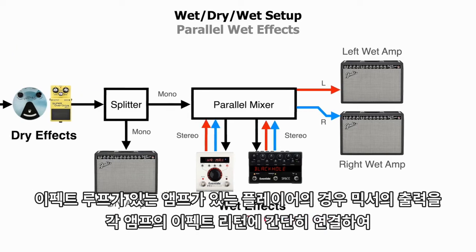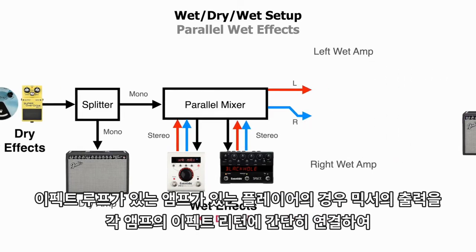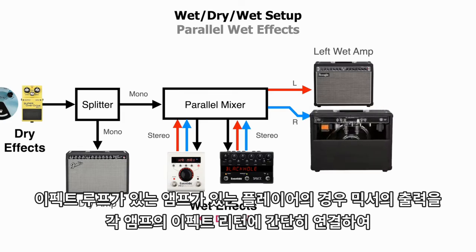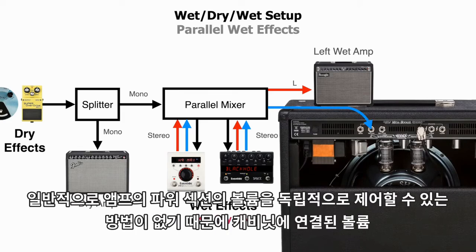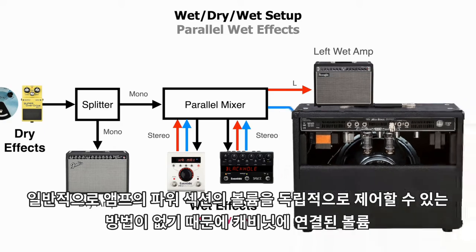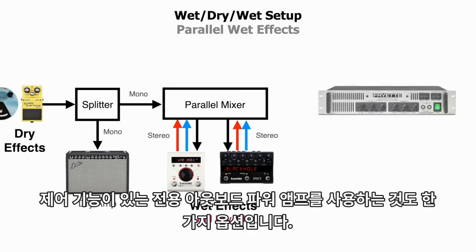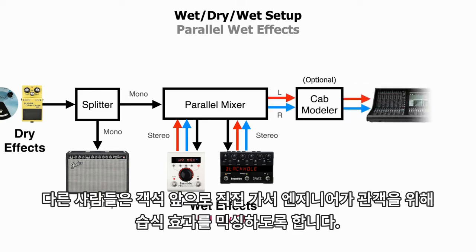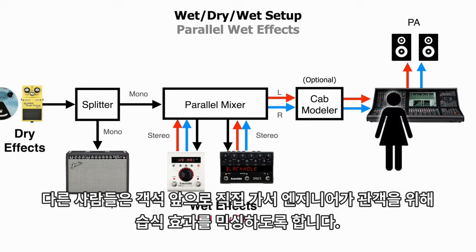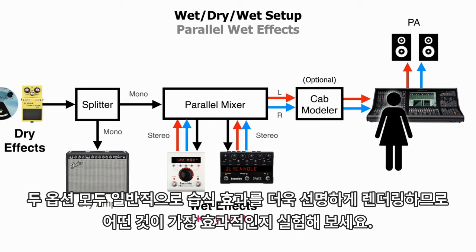For players that have amps with an effects loop, it's common to bypass the wet amp's preamp section altogether by simply connecting the outputs of the mixer to the effects return of each amp. Because there's usually no way of controlling the volume of an amp's power section independently, another option is using a dedicated outboard power amp with volume control that's connected to cabinets. Others go directly to front of house and have the engineer mix the wet effects for the audience. Either option usually renders wet effects with even more definition, so experiment to see what works best.